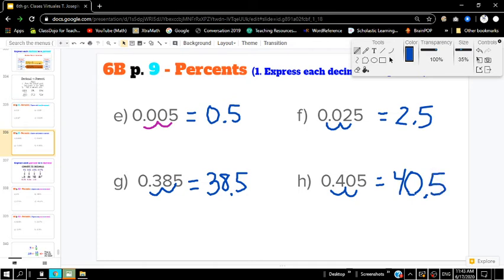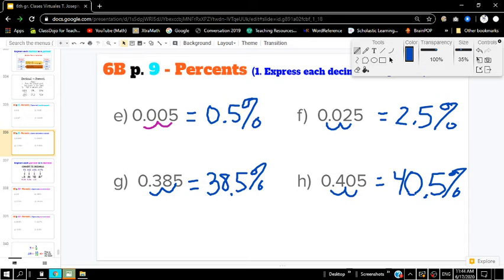And I'm just going to add my percentage sign. Okay, you cannot forget to add that percentage sign. 0.5%, 2.5%, 38.5%, and 40.5%. All right, cool.